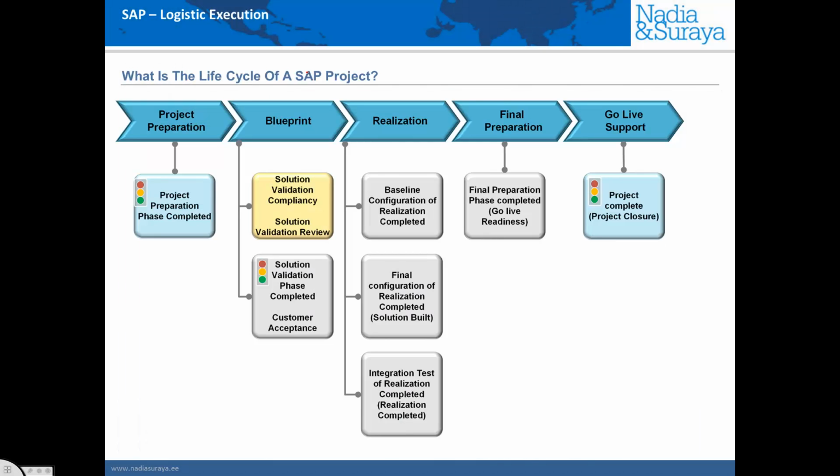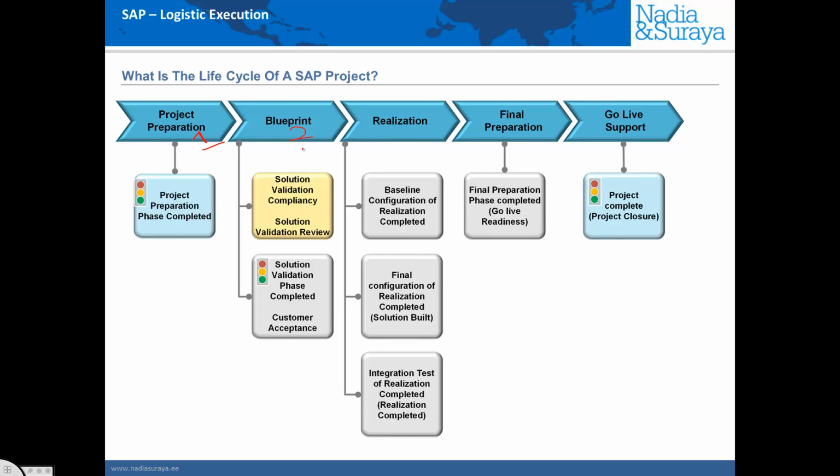There are 5 phases in any project. Within the SAP methodology, the 5 phases of the project lifecycle are: number 1, project preparation. This is where we see if the project makes sense. Does it bring business value? And also we define the scope of the project.